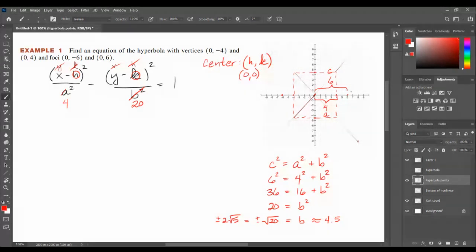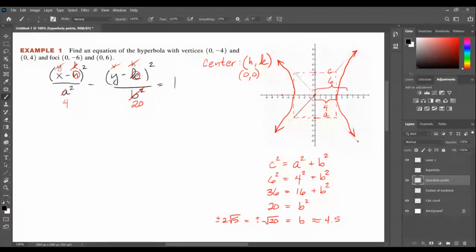So my graph, recall that the foci are within the cups. So my graph will go from the vertex up and approach the asymptote, but not cross it, both up and down, and it'll have a second side over here. So that's the graph of this particular hyperbola. Just those two cup shapes.